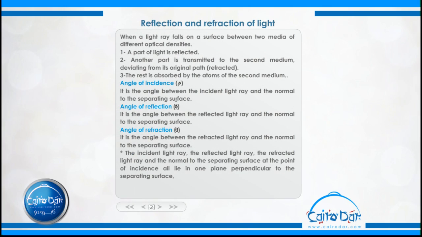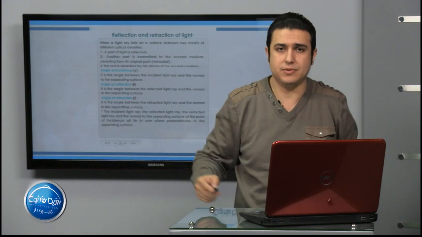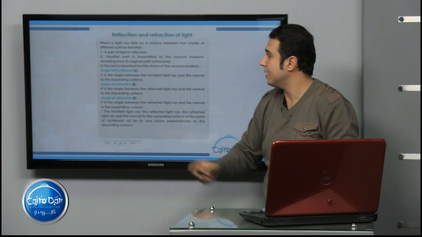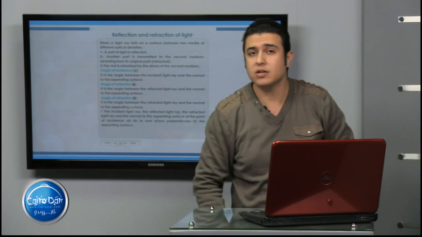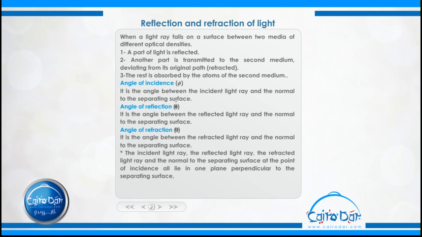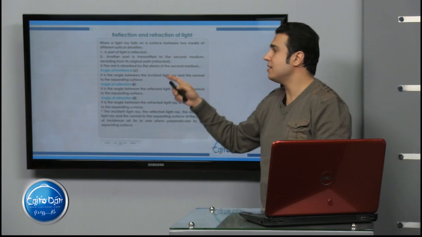What about the reflection of light and refraction of light? When a light ray falls on a surface between two media, what will happen? These two media are different in optical densities. Of course, part is reflected, part is absorbed, part is penetrated. So a part of light is reflected, it's number 1. Another part is transmitted to the second medium, it's number 2. The rest is absorbed by the atoms of the second medium.